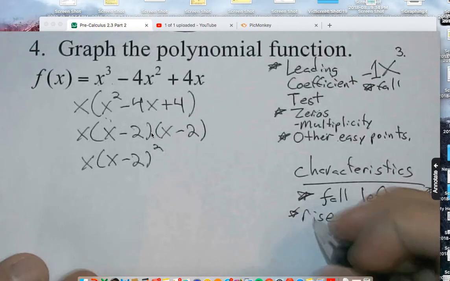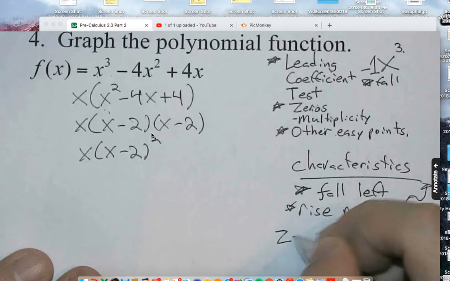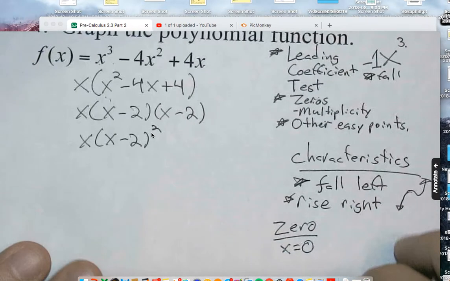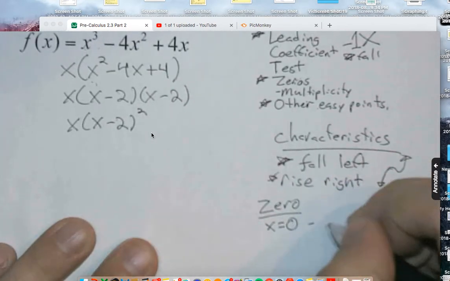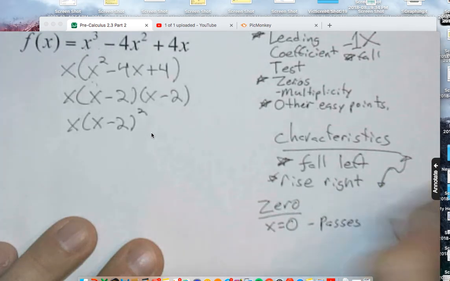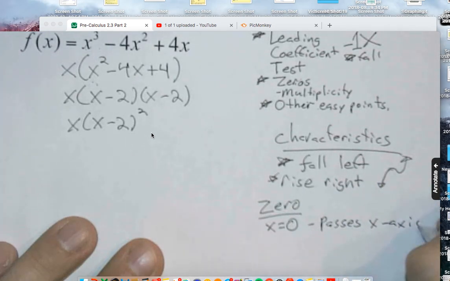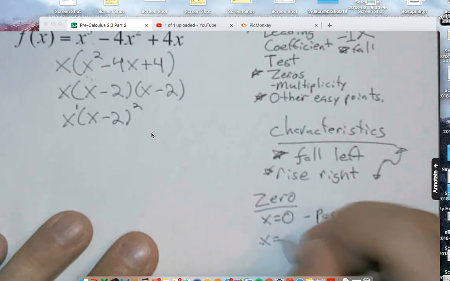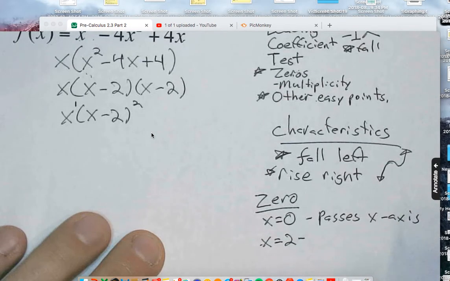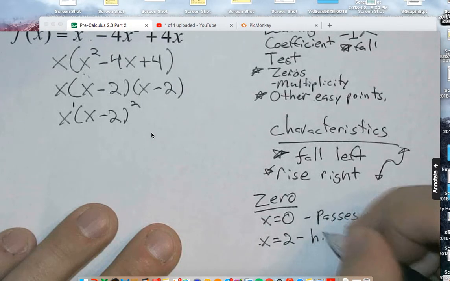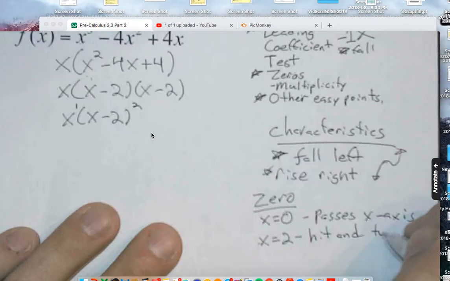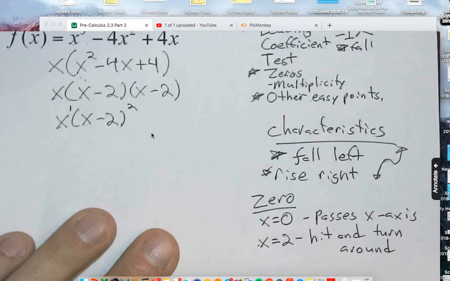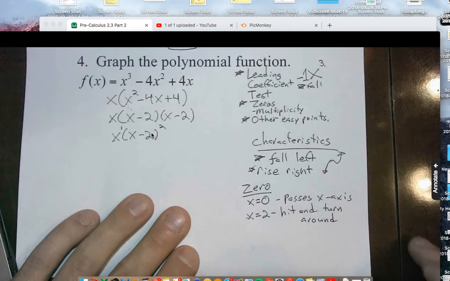Based off of this, we have some zeros. So we can say that there's a 0 where x is 0, and it's going to cut through. So this passes through the x-axis, again, because it's multiplicity of 1. We also have x's where x equals 2, but this is going to be a turnaround. So this is going to hit and turn around. And so I think it's nice to just list off your characteristics before you even graph anything.